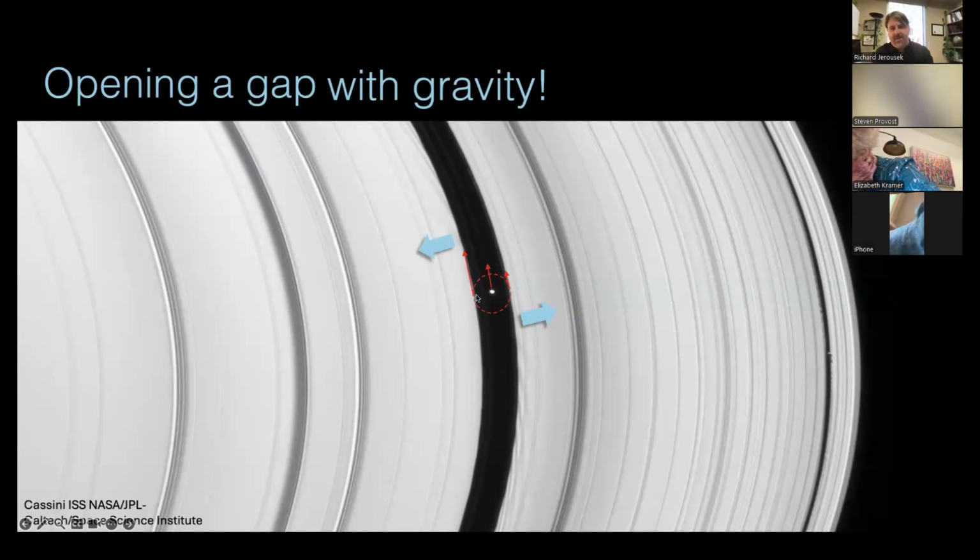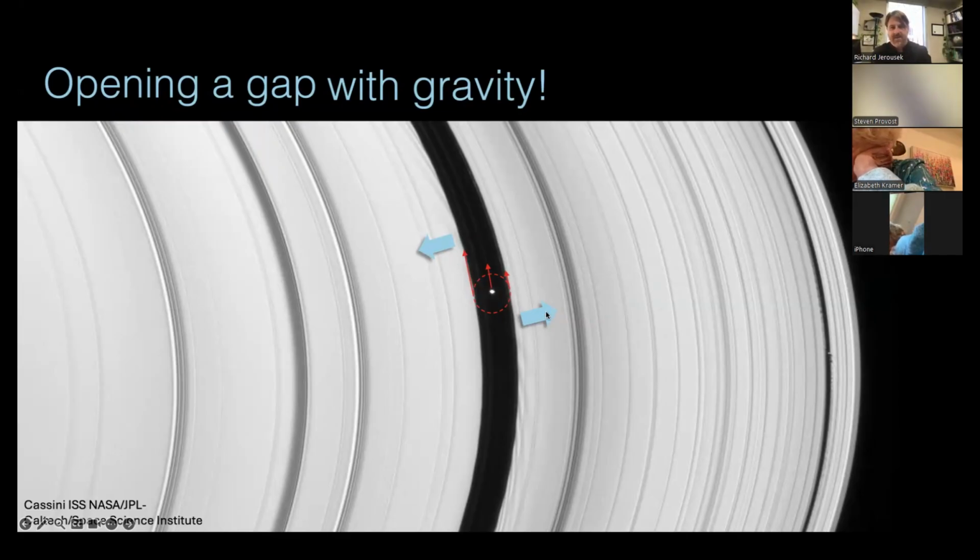Okay, so now what happens to these ring particles over here? They're streaming by and they're moving faster than the moon. They whiz past the moon, but now the moon is saying, hey, slow down, I'm tugging you back and pulling on you with my gravity. And as they slow down, they still pass the moon, but they fall closer to Saturn.